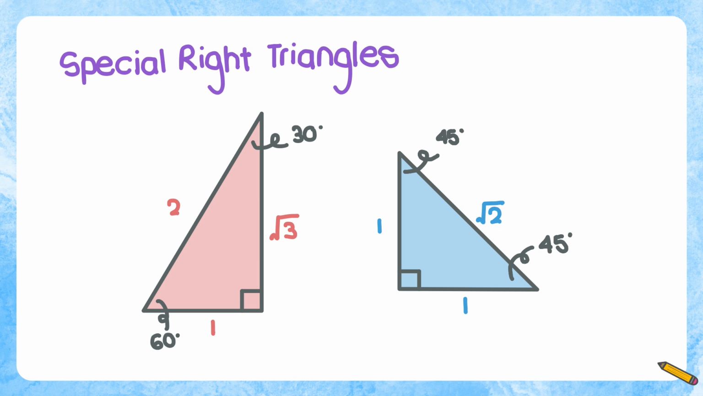And then for the 45, 45, 90 triangle, if the legs each measure 1, then the hypotenuse has a length of radical 2. So just remember these ratios when you see special right triangles today. For the 30, 60, 90 triangle, we have a ratio of 1 to radical 3 to 2. And for the 45, 45, 90 triangle, we have a ratio of 1 to 1 to radical 2.